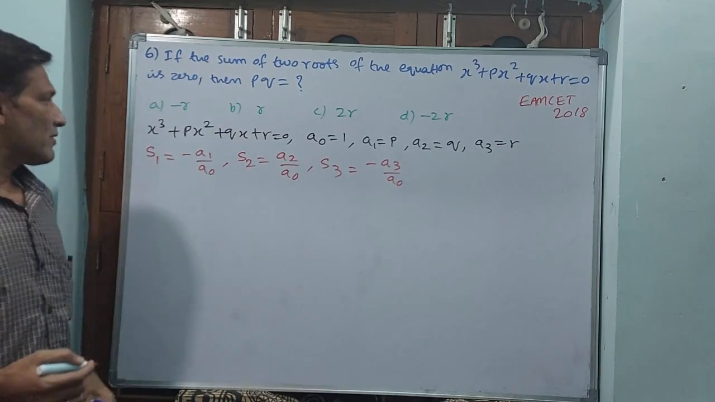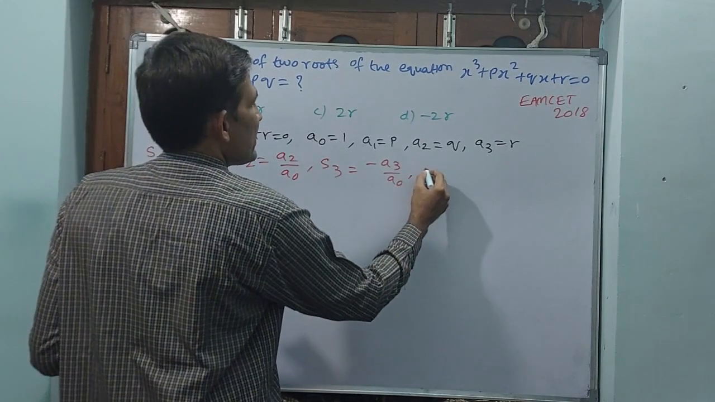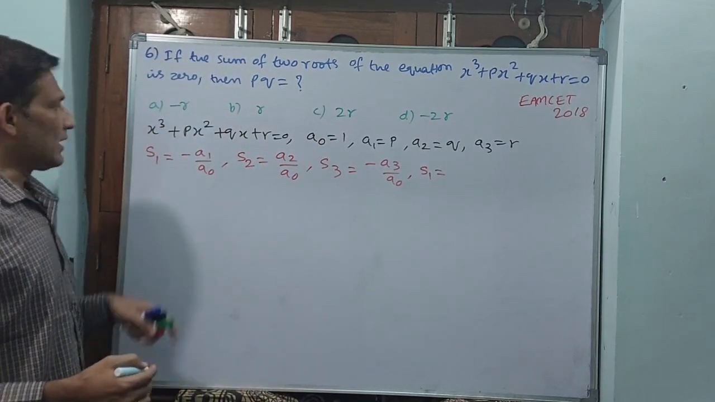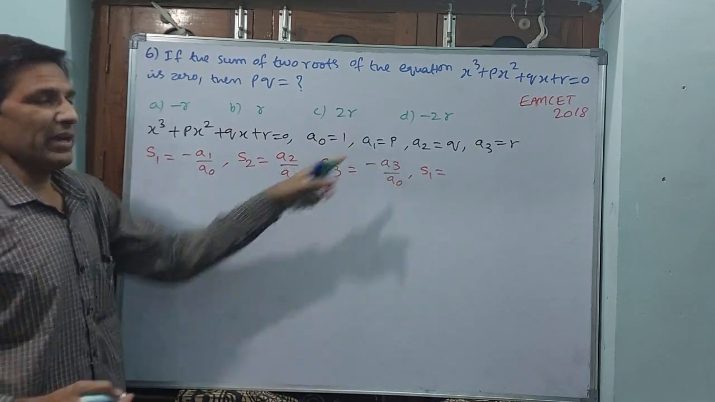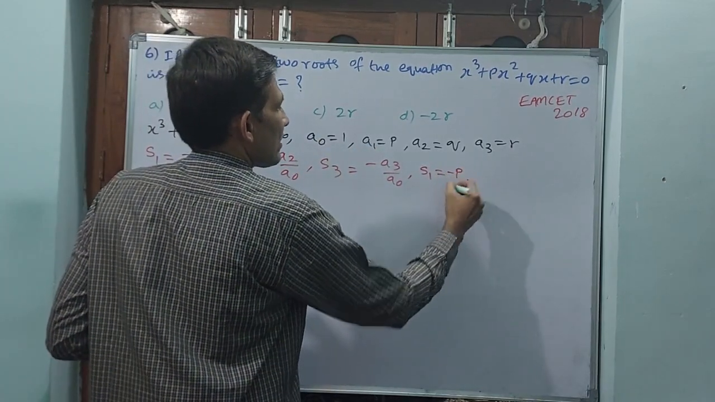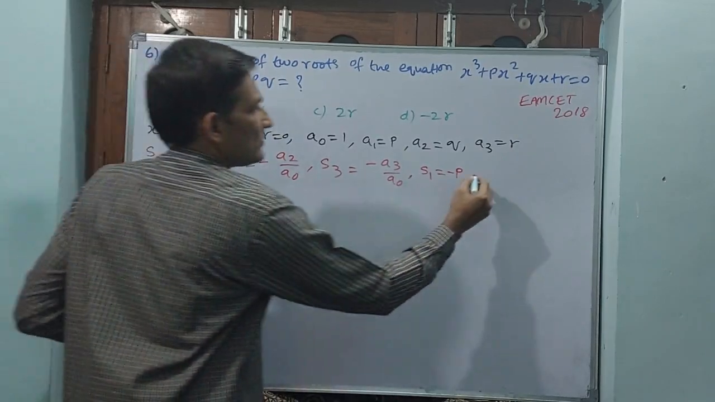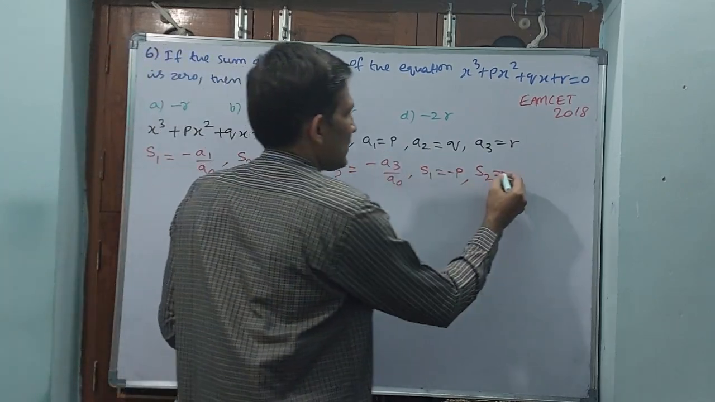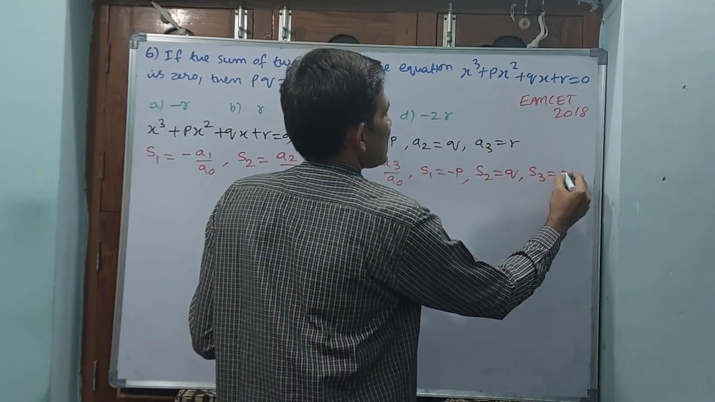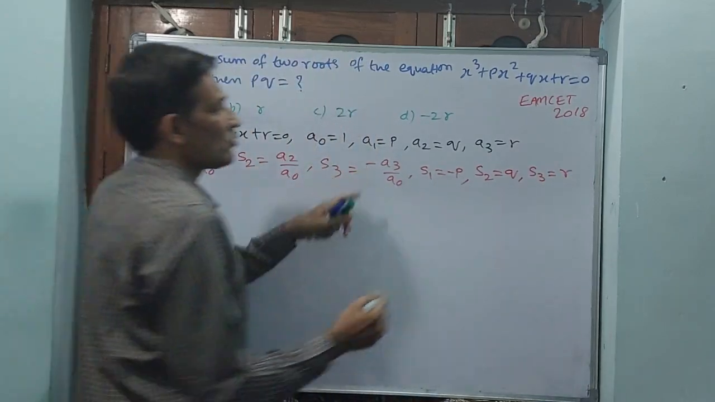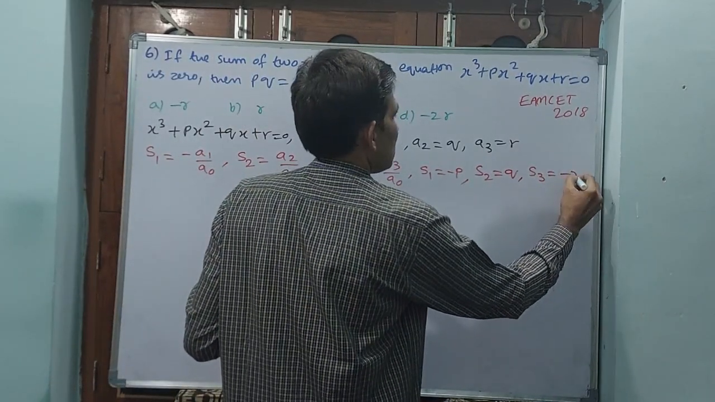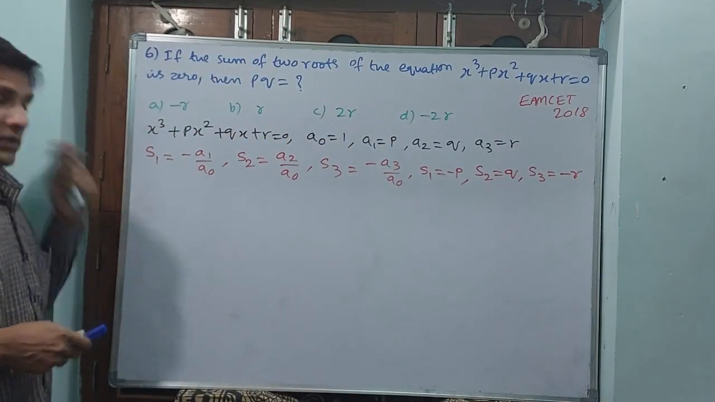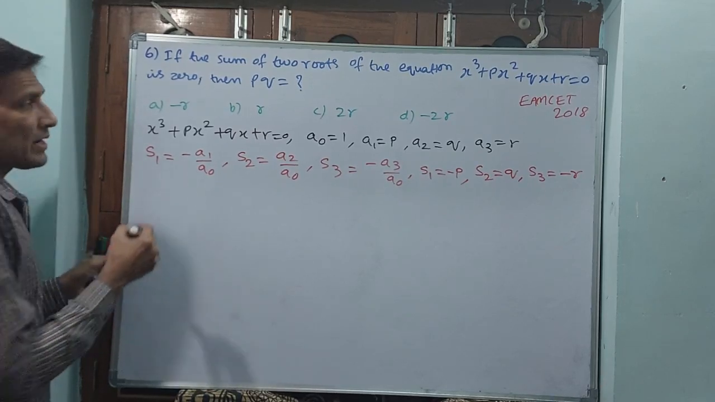Then find S1, S2, S3. I am finding here S1 is equal to, a0 is denominator 1, but minus p. S2 is a2 by a0, q by 1 is q, that's all. What about S3? S3 is equal to minus r.